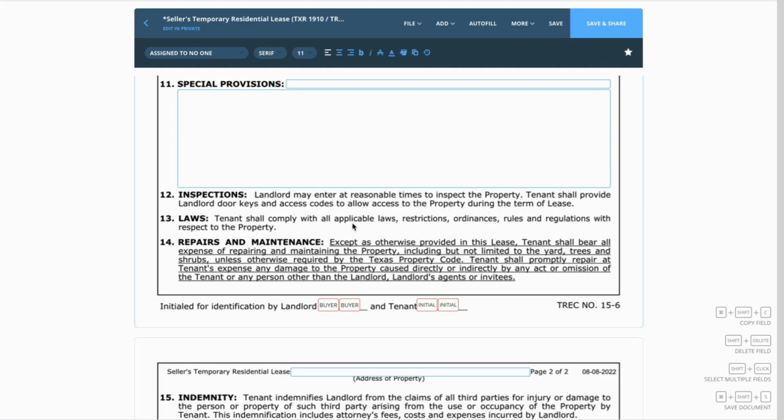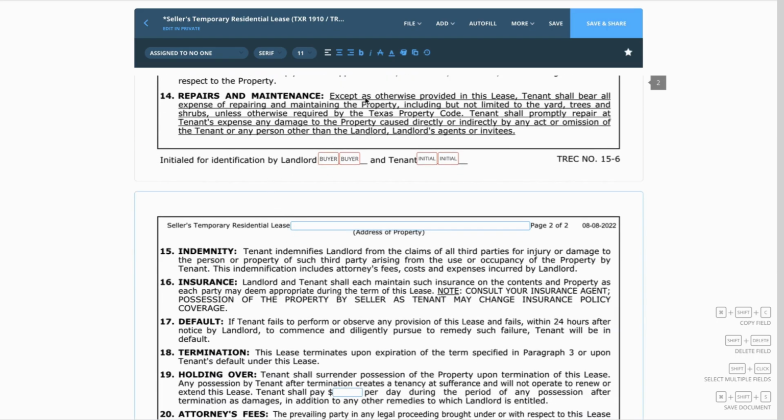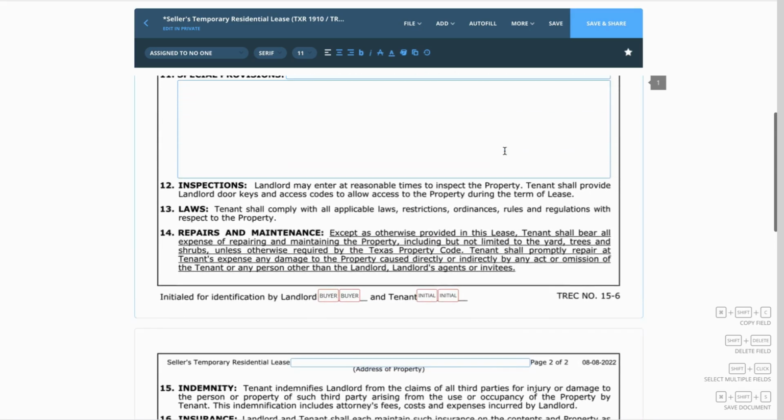Laws. Tenant shall comply with all applicable laws, restrictions, ordinances, rules, and regulations with respect to the property. Repairs and maintenance. Except as otherwise provided in this lease, tenant shall bear all expenses on repairs and maintenance of the property, including but not limited to the yard, trees, shrubbery, unless otherwise required by Texas Property Code. Tenant shall promptly repair at tenant's expense any damages to the property caused directly or indirectly by any acts or omissions of the tenant or any persons other than the landlord's agent, or invitees. I want you to know something about this.